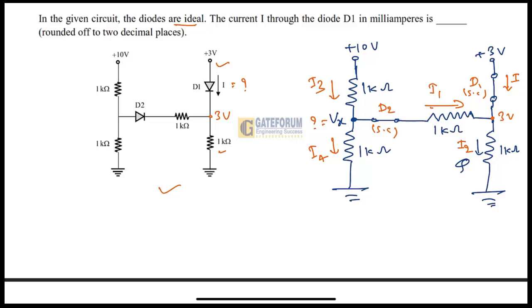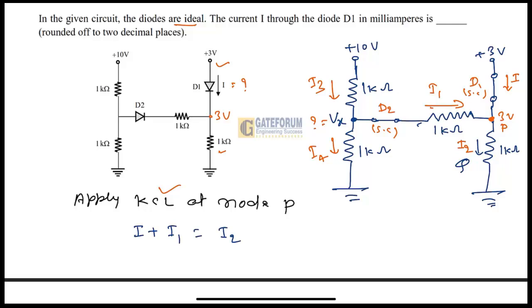So we take this node point as node P, and now we have to apply KCL at node P. What we can write here is that I is coming towards this node point, plus this another current I1, so I plus I1 is equal to the outgoing current at this node point, which is I2. So I plus I1 is equal to I2.